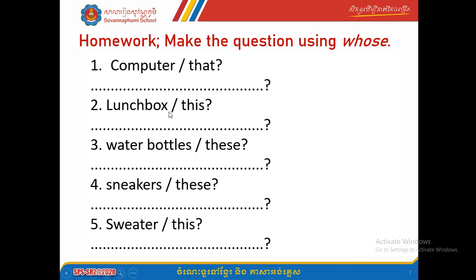Number 2, lunchbox, this. Okay, lunchbox singular. Water bottles, bottle here. Okay, with s. And sneakers, okay, with s. And sweater, no s. Okay, so again, 1 to 5, make the complete question by using whose.